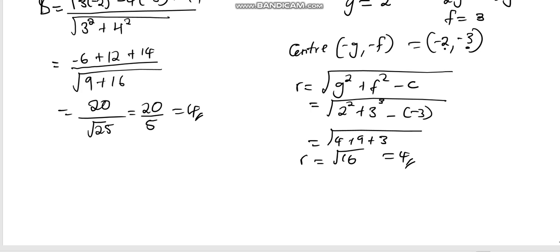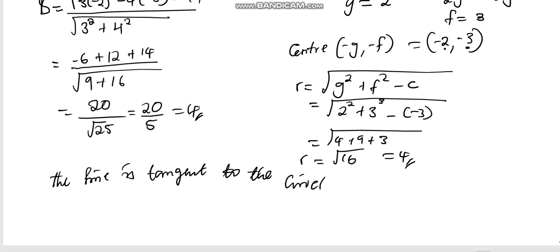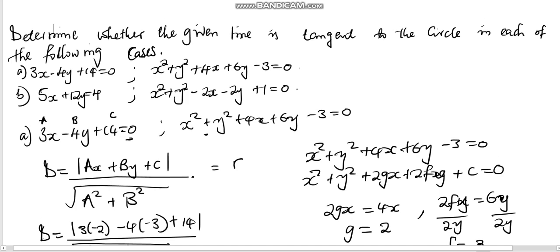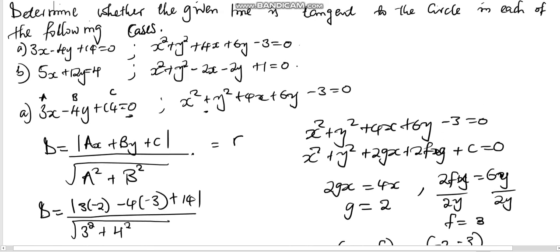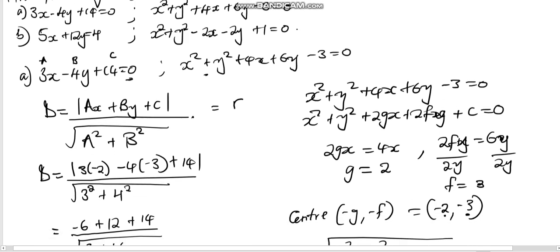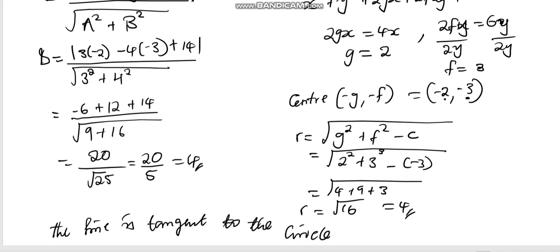So the line that we have is tangent to the circle. Okay, let's do the same thing for B. Or you can just pause the video and work out B in the same manner. Okay, thank you.